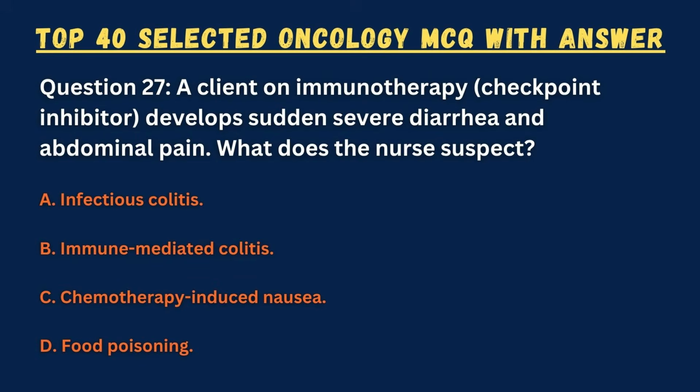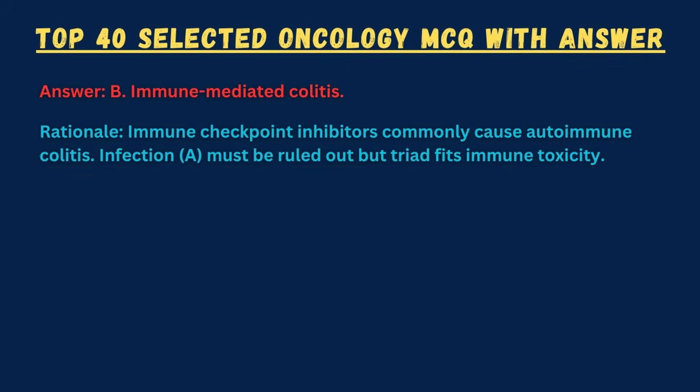Question 27. A client on immunotherapy, checkpoint inhibitor, develops sudden severe diarrhea and abdominal pain. What does the nurse suspect? A. Infectious colitis. B. Immune-mediated colitis. C. Chemotherapy-induced nausea. D. Food poisoning. Answer. B. Immune-mediated colitis. Rationale.